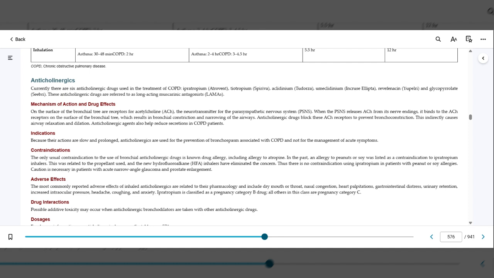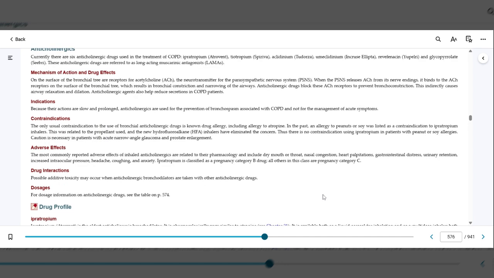They're contraindicated if they have drug allergies or if my patient has an allergy to atropine. And some of my adverse effects with these medications is it can cause dry mouth or dry throat. It can cause some nasal congestion, heart palpitations, some GI distress, urinary retention, increased intraocular pressure, headache, coughing, and anxiety.